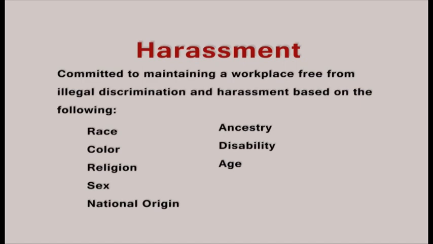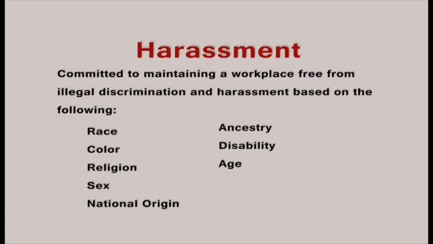The Ozark School District Board of Education is committed to maintaining a workplace and educational environment that is free from illegal discrimination or harassment in admission or access to or treatment or employment in its programs, activities, and facilities.